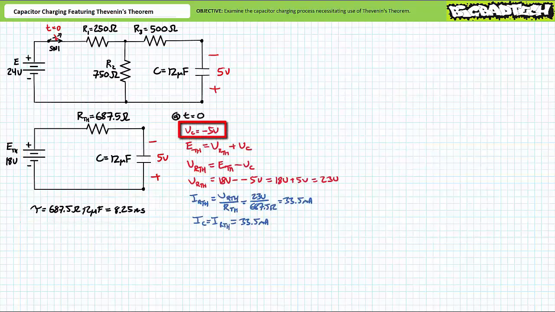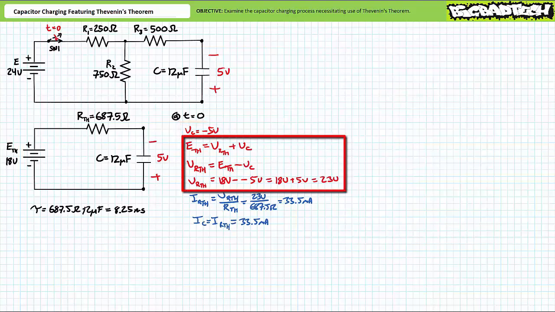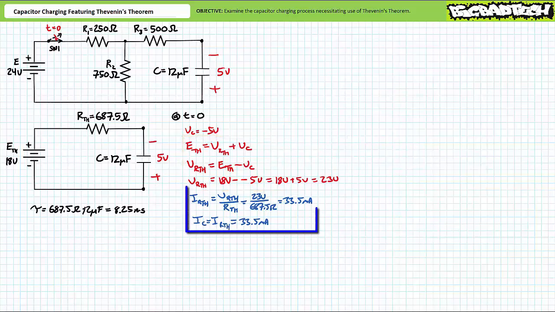At t equals 0, voltage across the initially charged capacitor is negative 5 volts. An application of Kirchhoff's voltage law demonstrates that 18 volts minus negative 5 volts, or a 23 volt differential, appears across the Thevenin's equivalent resistor at the onset of the charging process. An application of Ohm's law demonstrates that the capacitor experiences an initial surge of approximately 33.5 milliamperes of current.